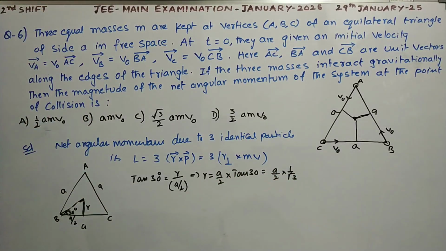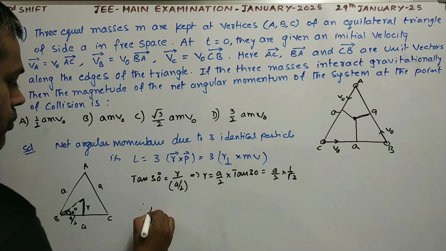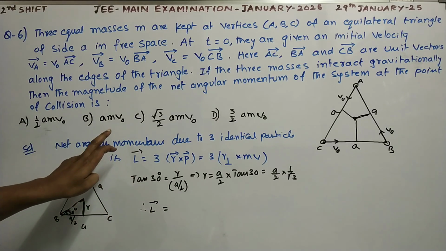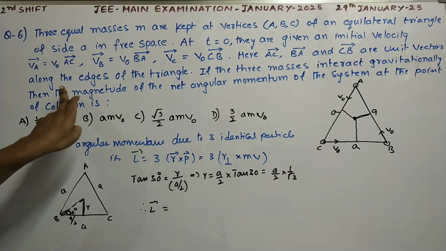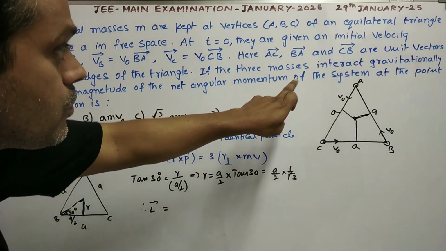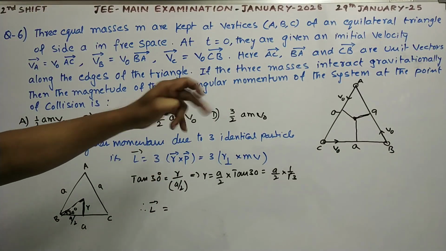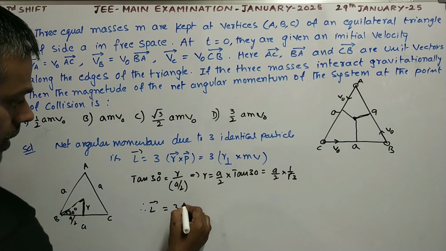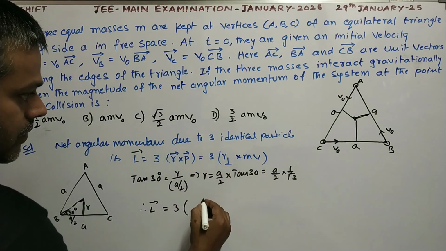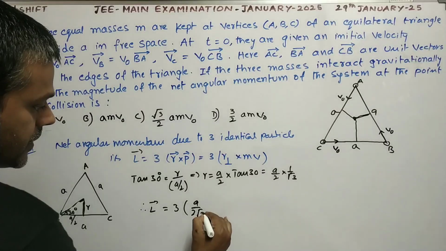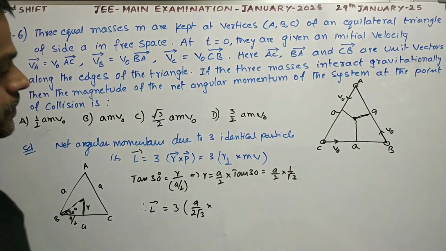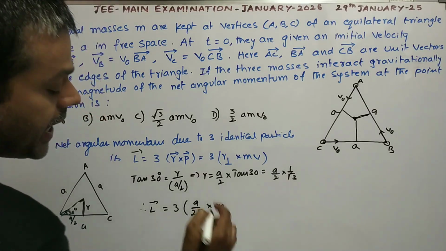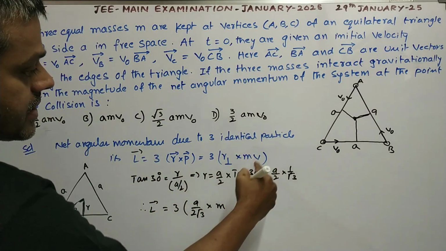Because tan 30 is equal to 1 by root 3. Okay. So net angular momentum due to three particles which interact gravitationally. So L bar is equal to what? 3 into R. What is the R? R perpendicular is A by 2 root 3, into mass. Mass of each particle is M, identical. That means M into initial velocity V.